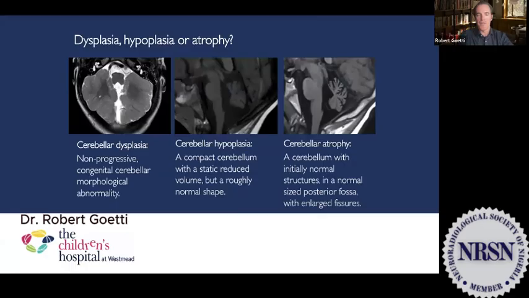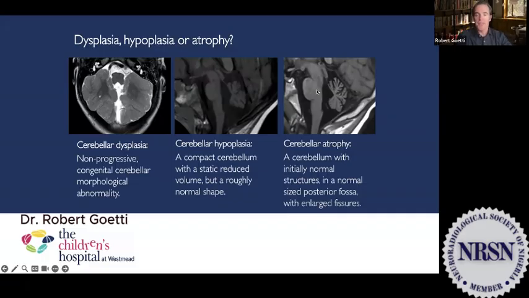So now that we've looked at the normal posterior fossa and the normal cerebellum and brainstem, we want to start defining our abnormalities. So first up, we want to differentiate between dysplasia, hypoplasia, and atrophy of the cerebellum. Cerebellar dysplasia is a non-progressive morphological abnormality, whereas cerebellar hypoplasia is a compact cerebellum with a reduced volume but a normal shape. Cerebellar atrophy, on the other hand, is an initially normal cerebellum in a normal posterior fossa, which shows enlarged fissures due to volume loss.